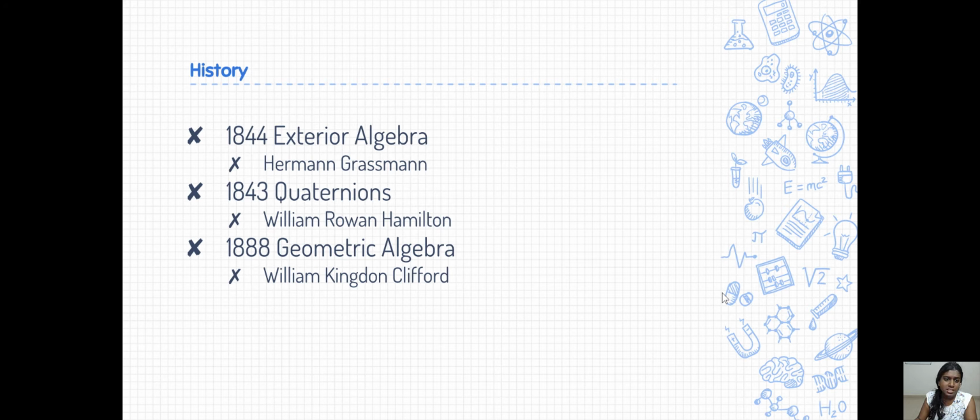But even a lot before this time, we had exterior algebra, which was developed by Hermann Grassmann. This is shortly after quaternions were developed by Hamilton. And this was extended to a beautiful system called the geometric algebra by Clifford. We also call it the Clifford algebra. We'll not talk about the Clifford algebra today.